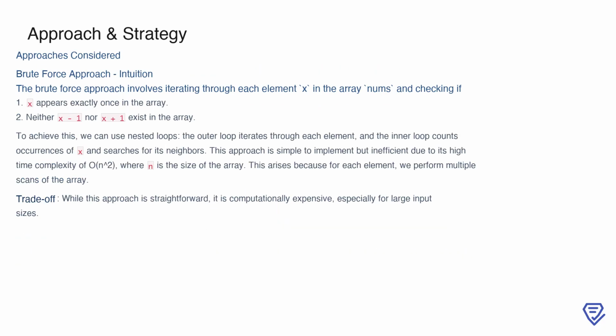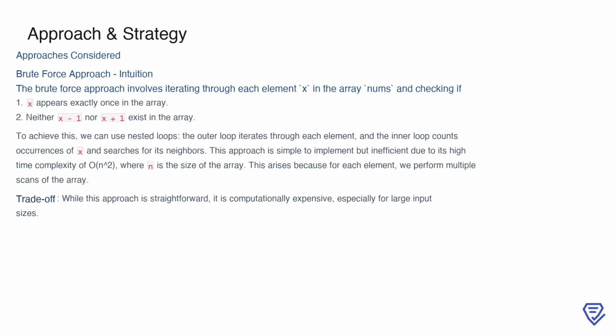To begin understanding how we can solve this problem, let's first consider the brute force approach. The idea here is straightforward. For each element in the array, we check two main conditions. First, the element itself must appear exactly once. Second, neither of its immediate neighbors, the values one less or one more than the element, should exist in the array. To achieve this, we would use two nested loops.